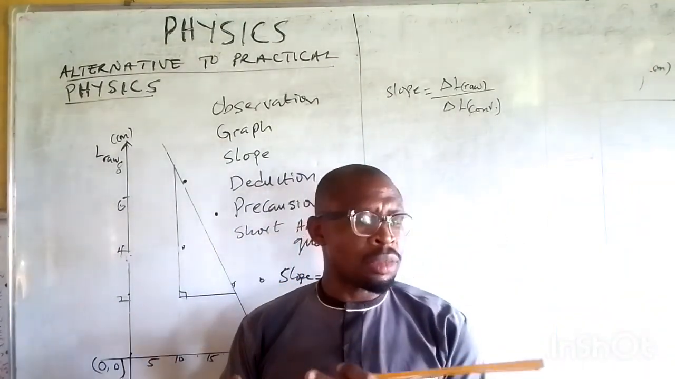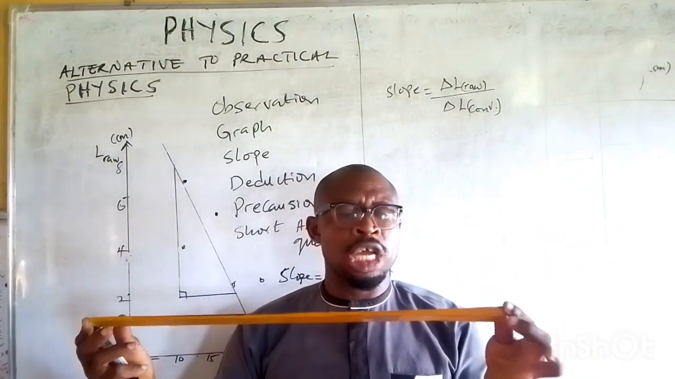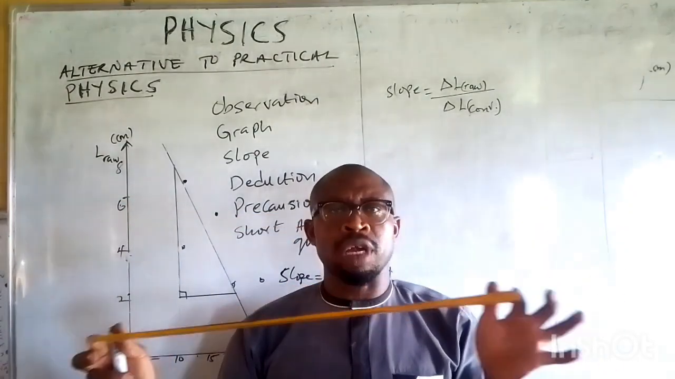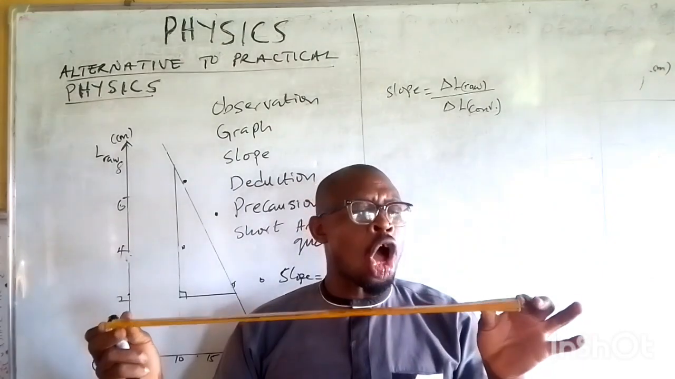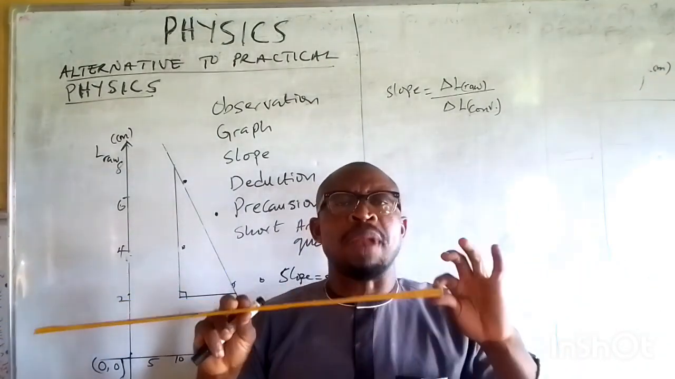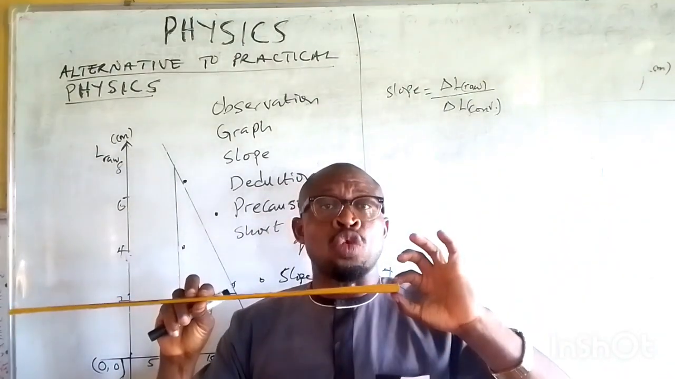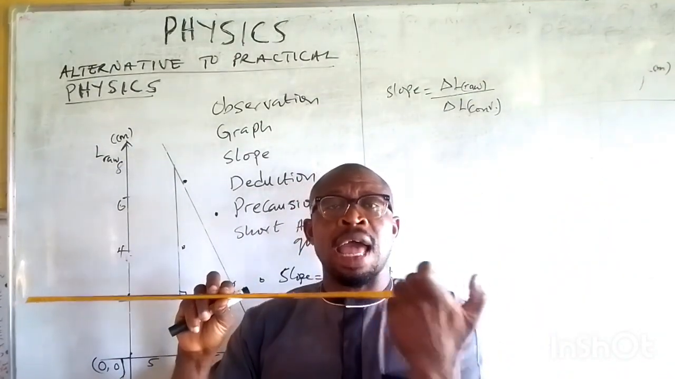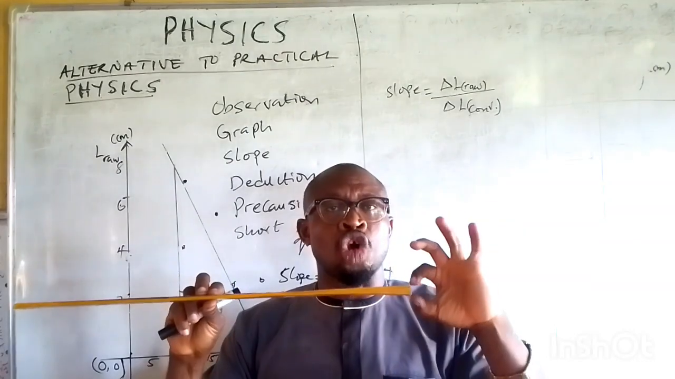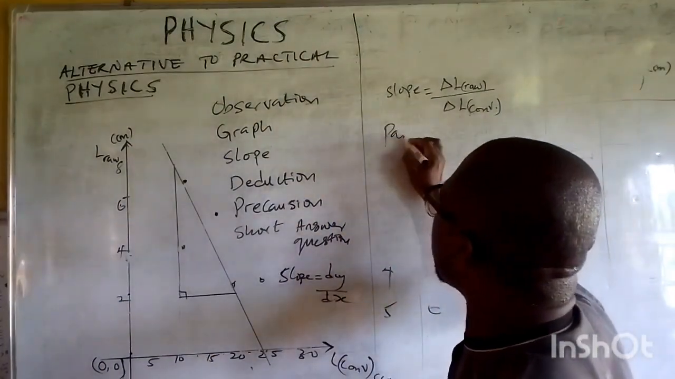Number 2, you don't just drop your meter rule. If you drop your meter rule, it will not work like that. So all you need to do is, if it is not properly placed at 0, please you shift it. By so doing, what you are noting is what we call 0 error. So I have taken the first one, parallax error.